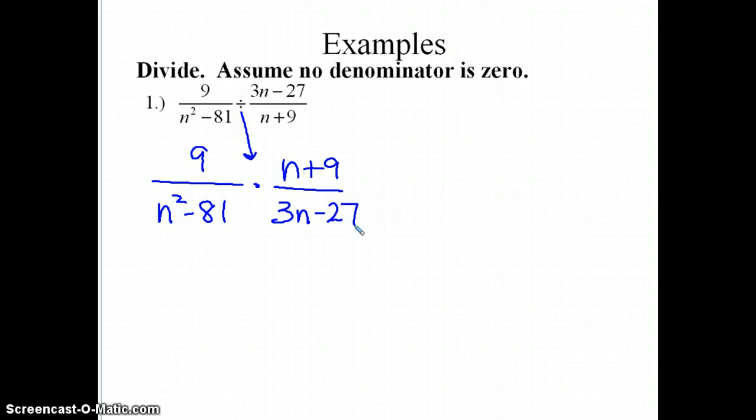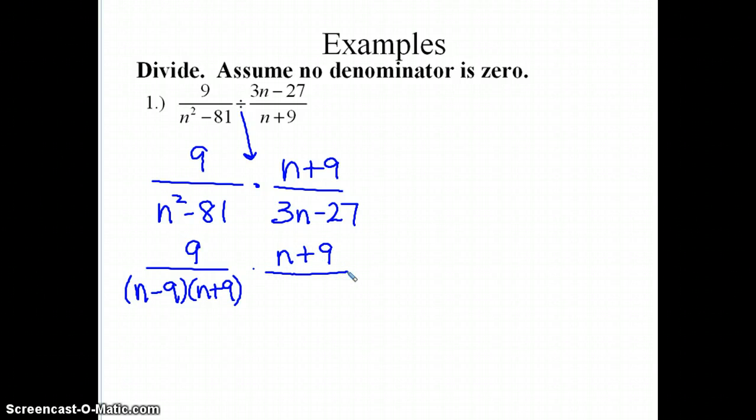Now we're back to yesterday's topic of multiplying fractions. So the first thing we'll do is we will factor. We have 9 over n minus 9 times the quantity n plus 9, difference of two squares. In the numerator of the second fraction, I leave it n plus 9. And in the denominator, I pull out the GCF of 3, leaving me with n minus 9.